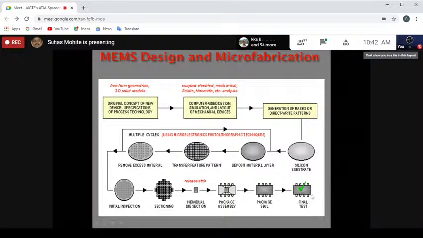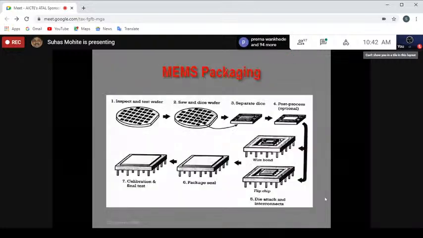So MEMS design and fabrication, a quick view of this: design, analysis, fabrication, and packaging takes place in the way it is seen on the screen. This is another illustration of the same thing, because packaging finally is very important. This device has to be protected from environmental hazard, and therefore it has to be packaged well. So packaging itself is an area of research and technological development.